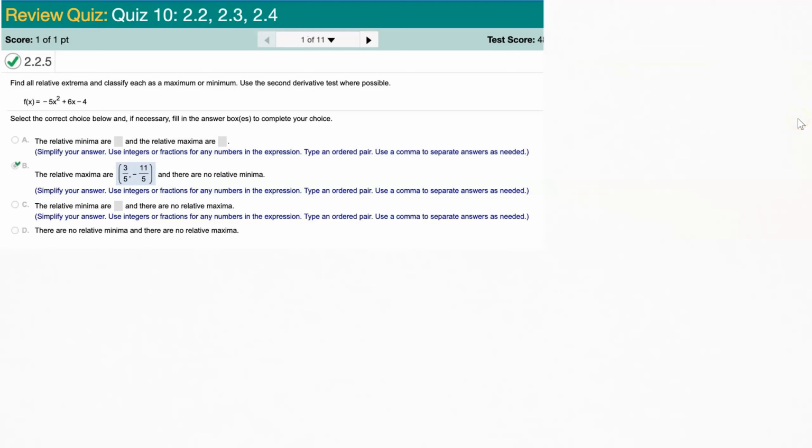Question 1 on quiz 10 is really just like a question off of quiz 11. They're giving us an equation and they want us to find all relative extrema. Relative extrema is just a fancy way for asking us to find peaks, maxes, or valleys, mins. So that's all we're concerned with. They're looking for peaks and valleys.